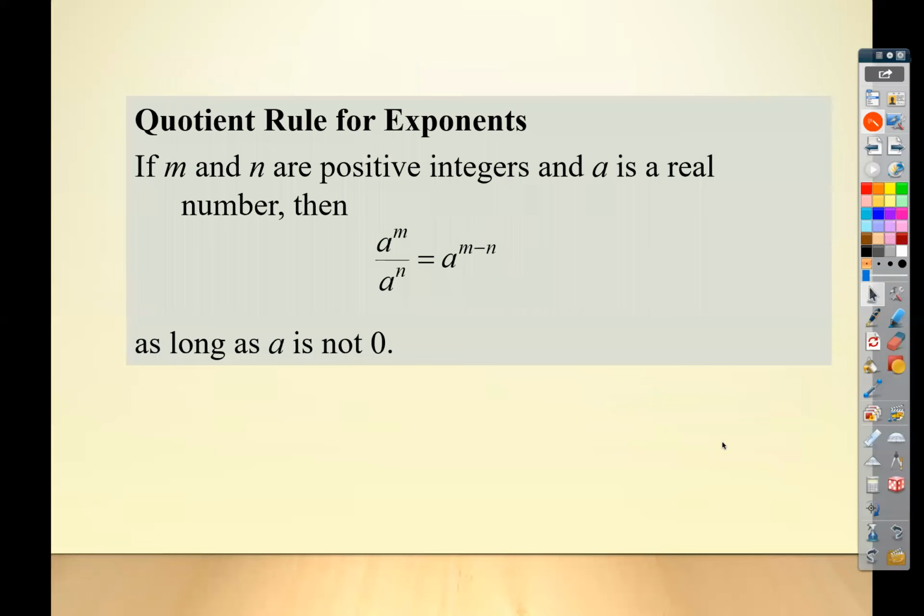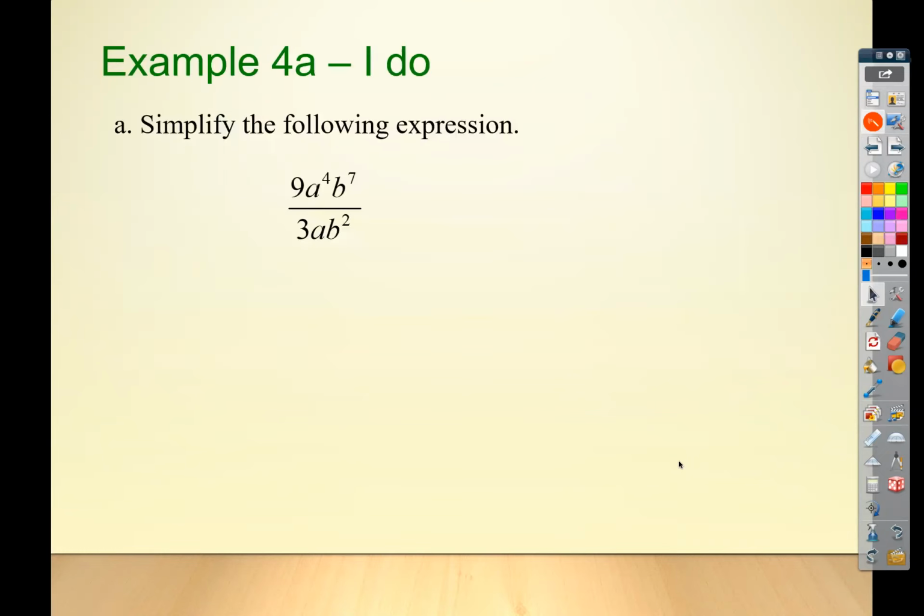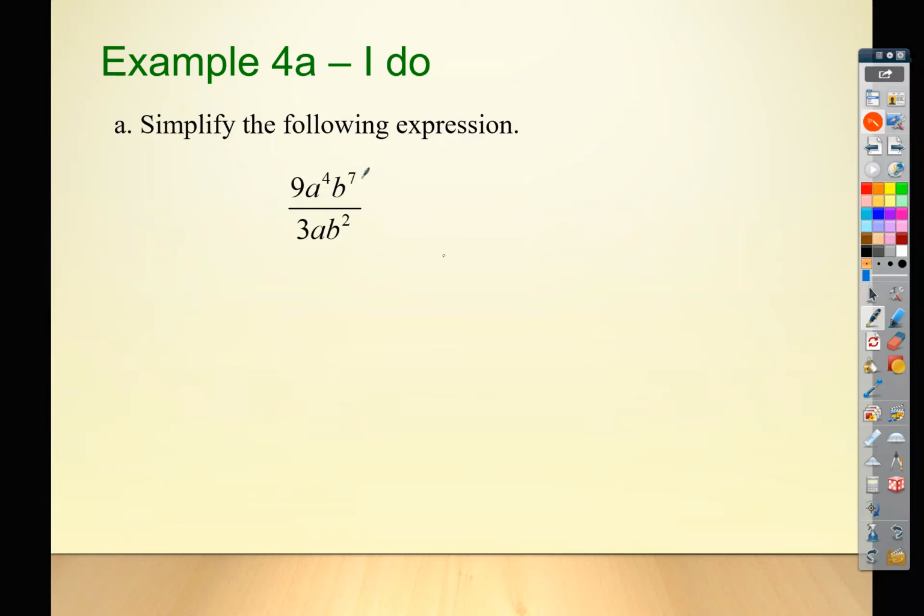Okay, so quotient rules for exponents. So when we're multiplying, we add exponents. When we have a power of a power, we multiply. When we're dividing with exponents, we actually subtract the exponents. So 4a, it says simplify the following expression. Okay, this is how I like to do it. I feel like my students learn really easily like this. 9 divided by 3, I'm just going to simplify that. So 9 divided by 3 is 3.